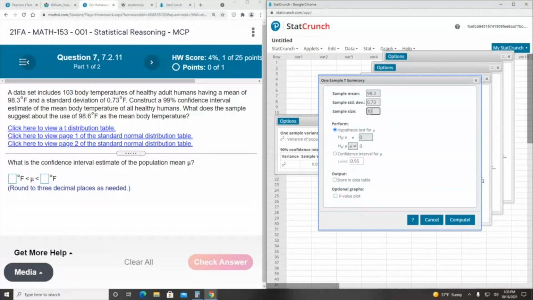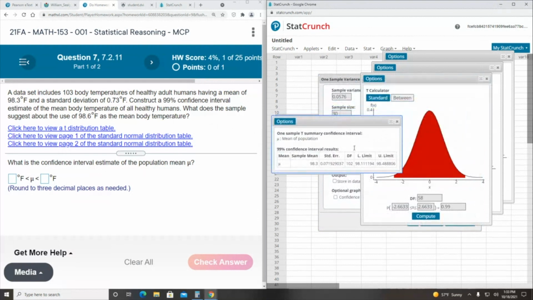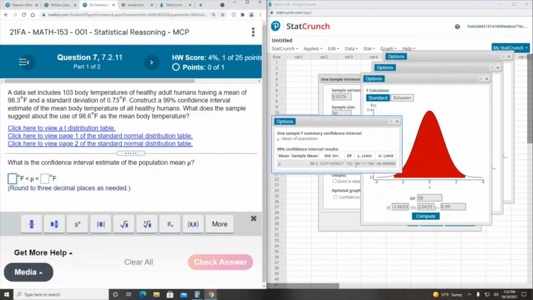StatCrunch in the background will do the dirty work of subtracting 1 and calculating our degrees of freedom. They want a 99% confidence interval. Again, for no good reason, they're randomly choosing these things. I encourage you not to treat statistics in such a cavalier fashion. I hit compute, and I get the lower limit and upper limit, and all I have to do is round them. So 3 decimal places, that's 98.111. My upper limit is 98.489 after I've rounded it.